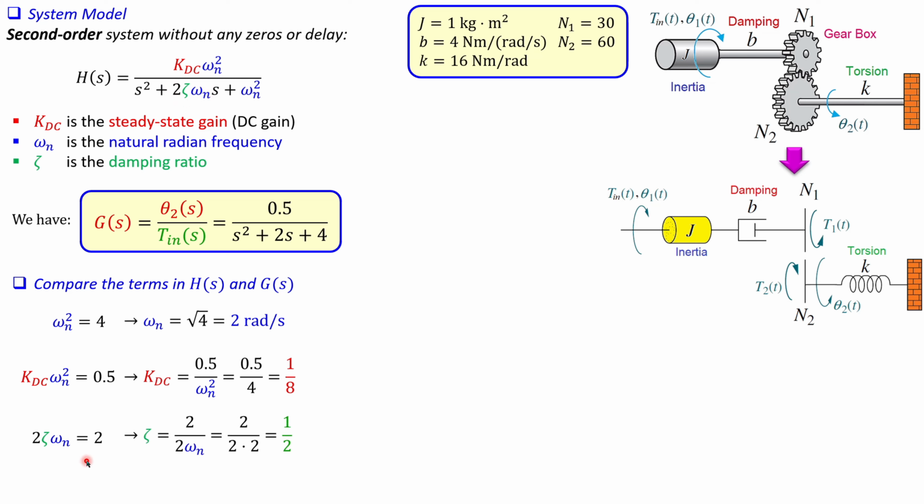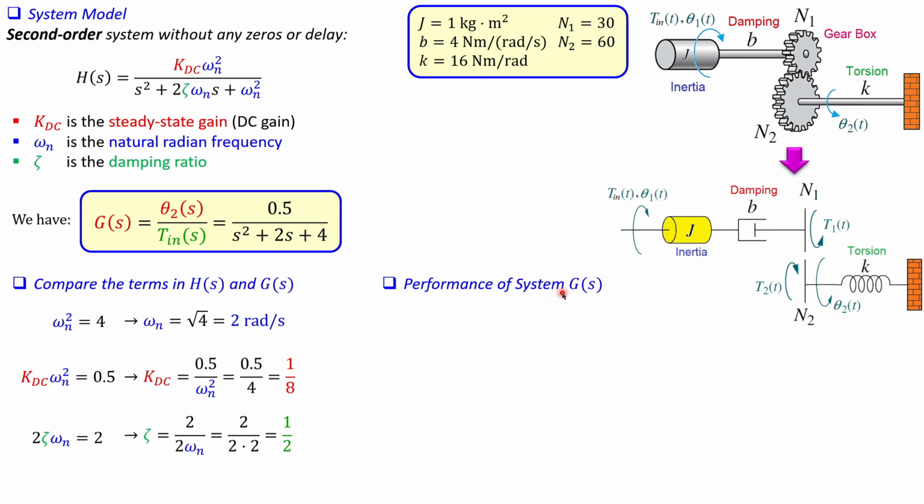Now I also want to have the zeta because I have the rest. So that's the final one. Zeta is 2 over 2 times omega n. I have omega n, which is 2. So 2 over 2 times 2 is 1 over 2, 0.5. So I now have everything which I require for, let's say, the overshoot calculation.